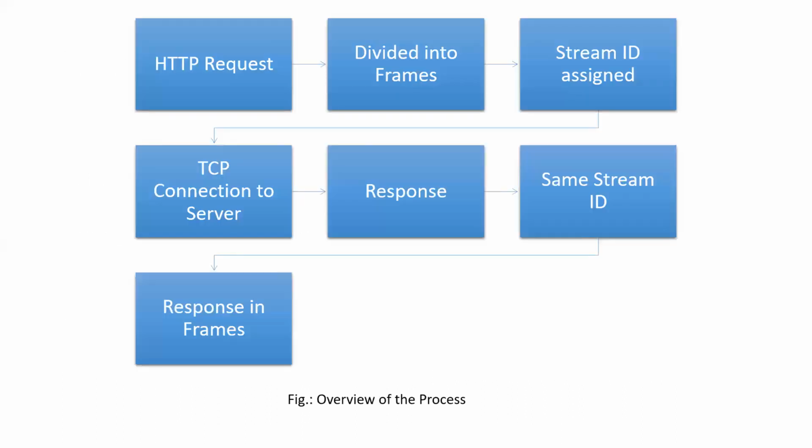This is the overview of the process. We have some HTTP request, we divide it into frames, then we assign a stream ID to these frames, and over a single TCP connection, we send these frames. And then we get a response which is also in frames.